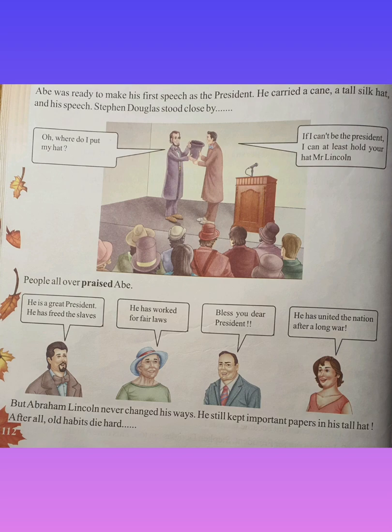Abe was ready to make his first speech as the president. He carried a cane, a tall silk hat, and his speech. Stephen Douglas stood close by. Now, there was a time when he was supposed to give the first speech as a president, carrying a cane, a tall silk hat, and his speech. And who was standing next to him? His opponent, Stephen Douglas. Oh, where do I put my hat? If I can't be the president, I can at least hold your hat, Mr. Lincoln. So this is what Mr. Douglas said: if he has lost the election, it doesn't matter, but he can at least hold his hat.